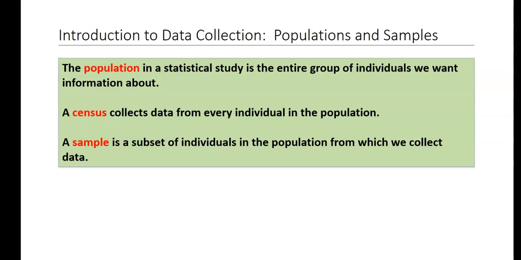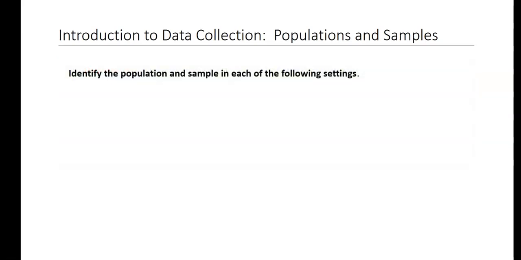A sample is a subset of individuals in the population for which we collect data. So if there's all adults, when we take a political poll, they're just taking a sample, right? They're sampling maybe 1,000 or so adults from around the nation, trying to figure out which candidate is going to win.